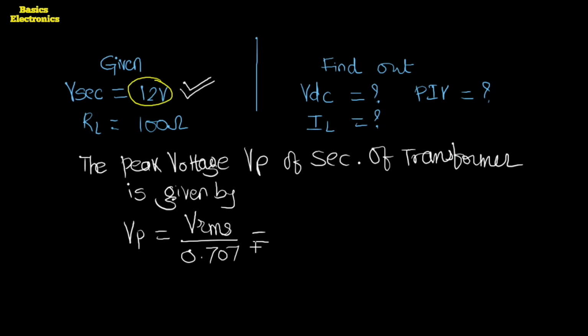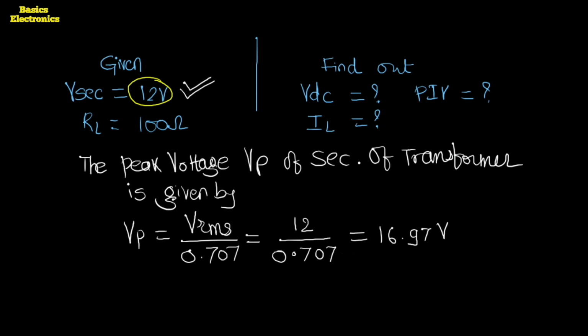Okay, so Vp equals Vrms upon 0.707, and here we put in the value of the RMS. The Vrms is 12 volts. What is that Vrms? It is the secondary voltage of the transformer, that is 12 volts. 12 divided by 0.707. I already calculated the value, and it is 16.97 volts. You calculate your own values and tally with the given answer.